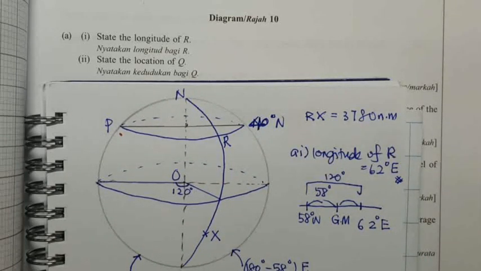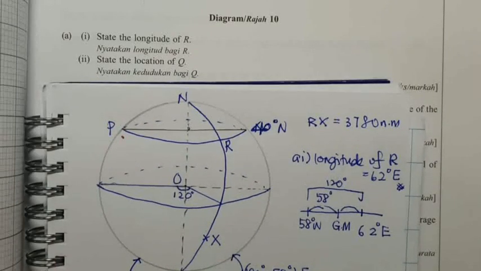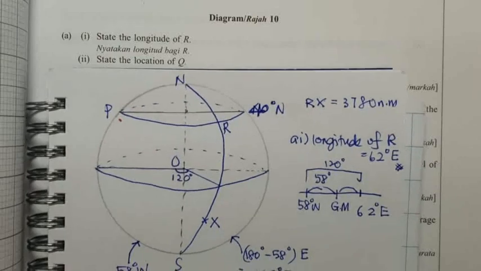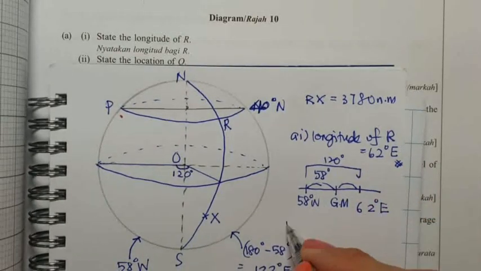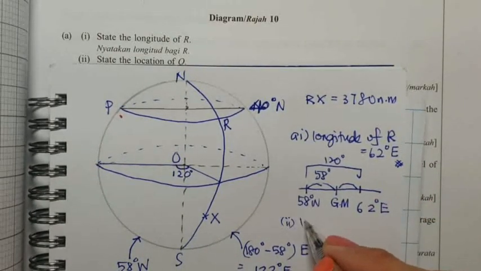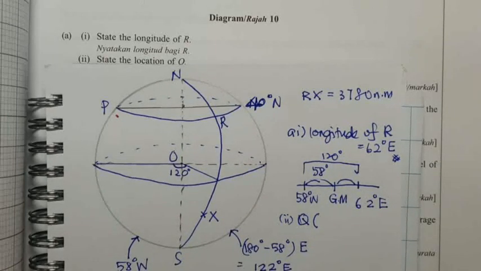That's the answer for the longitude of R. Next, we need to state the location of Q. So the location of Q, we have to mention the northern or the southern part of the hemisphere. So where is our Q?